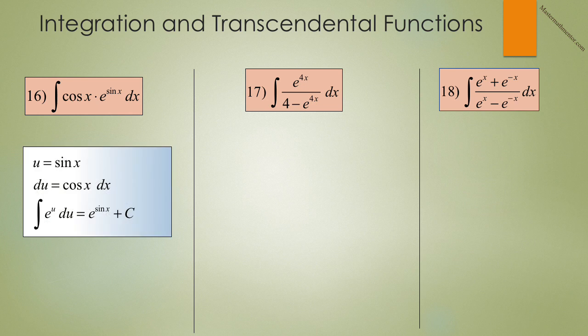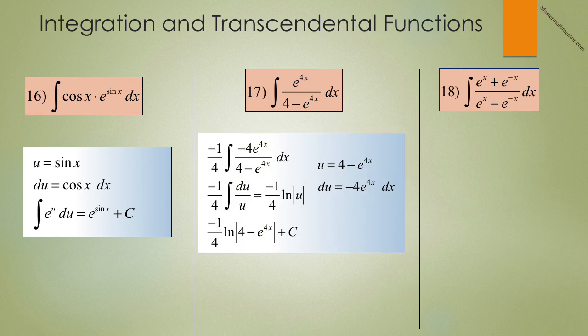In 16, we have the integral of cosine x e to the sine x dx. This is very straightforward. U is sine x, du is cosine x dx, so there's no adjustment that should be made. This is simply the integral of e to the u du, which is e to the u, or e to the sine x plus c.